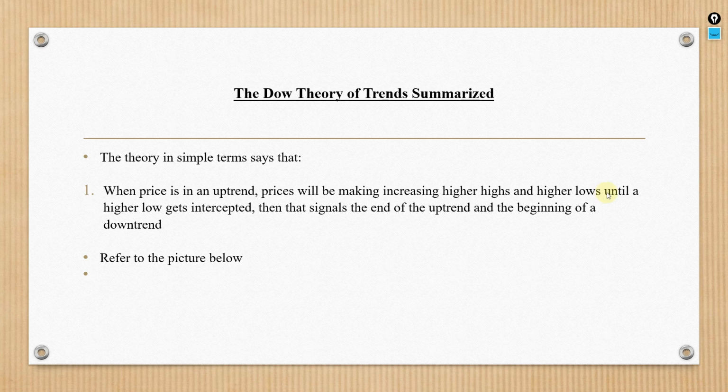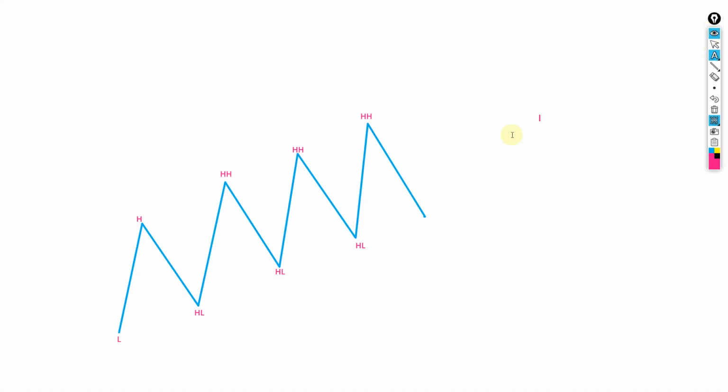Then he goes on to say until a higher low gets intercepted. So how do we know that an uptrend is coming to an end? Remember, this is an uptrend. Once you see price exhibiting these certain features, you have to know it is in an uptrend. Now, how do we know that an uptrend is coming to an end? He says until it intercepts this higher low.